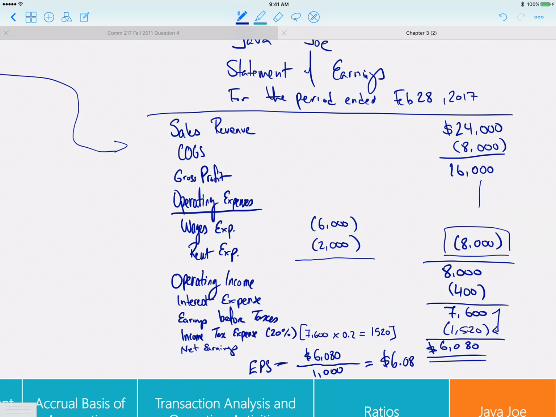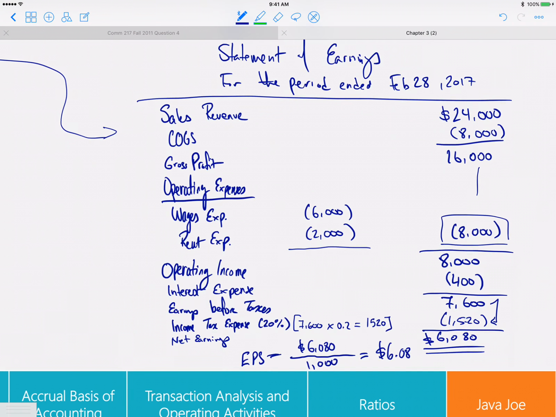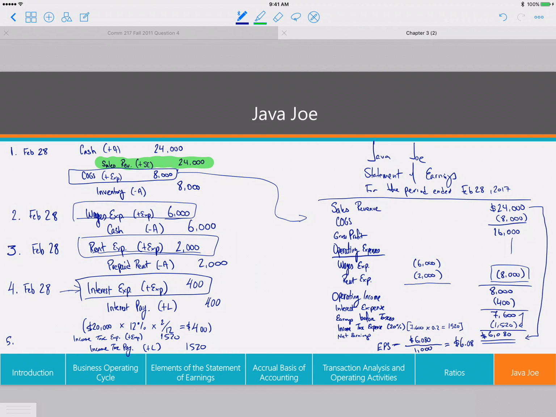Whether this is good or not, you would have to compare with other companies, but it's very important to not forget you always have to put your earnings per share at the bottom of every statement of earnings. So if you take a look now, you can actually analyze the company from top to bottom, and you can see every step of the way and where all the money has gone. So based on what we've covered today, you can see that for $24,000 of sales, the company has generated $6,080 of profit.